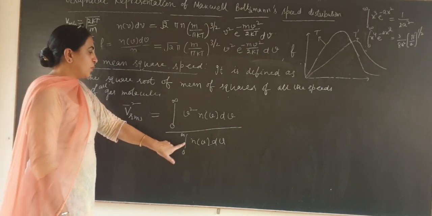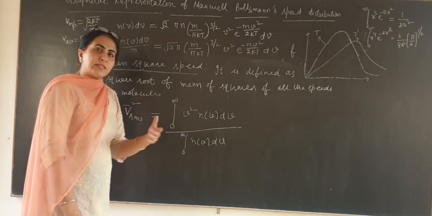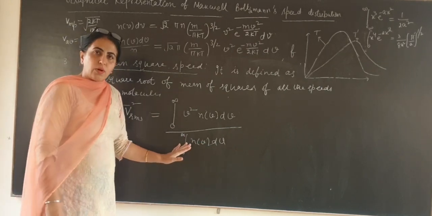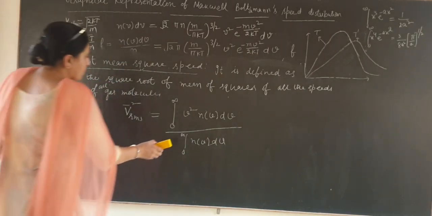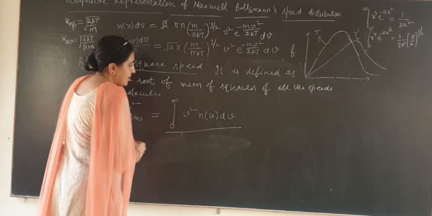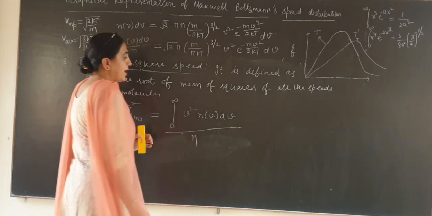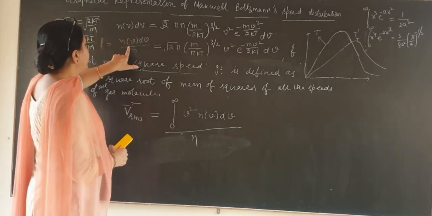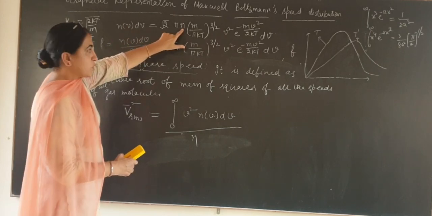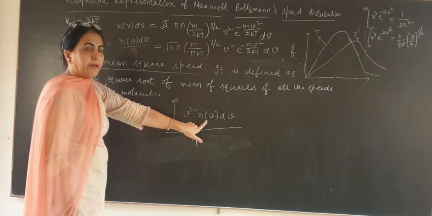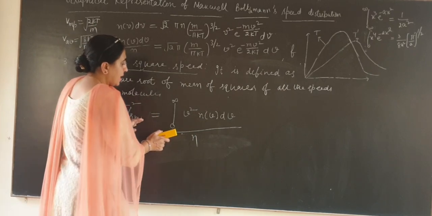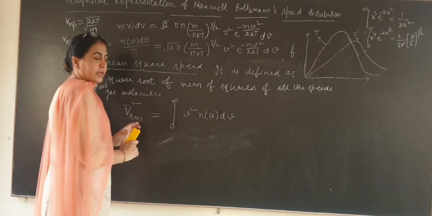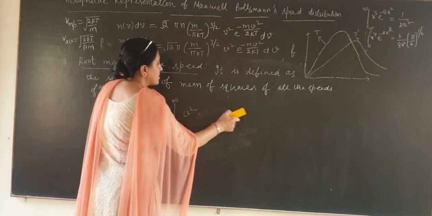Now we know that ∫ n_v dv from 0 to infinity is equal to N. So this is equal to N. In n_v dv, there is N, so when we put the value of n_v dv, this N cancels with this N. Clear? Now I put the values of n_v dv.